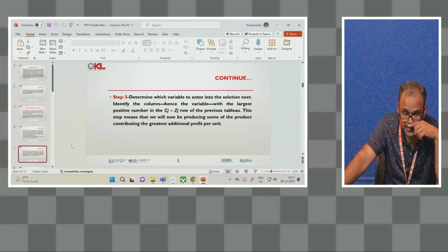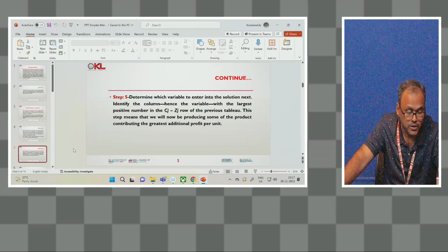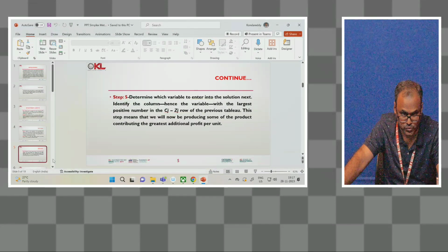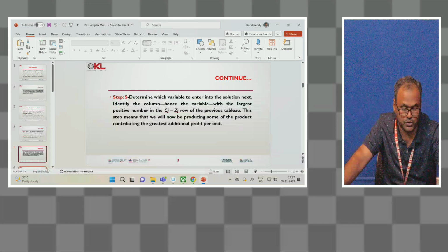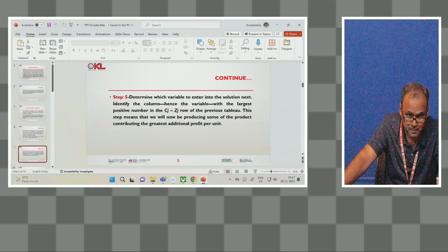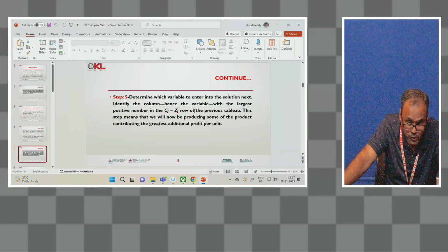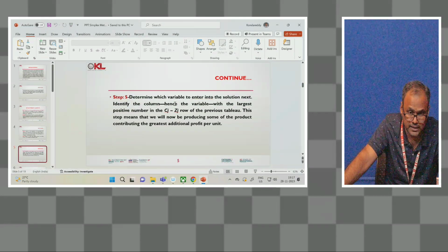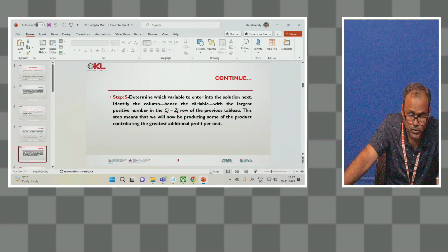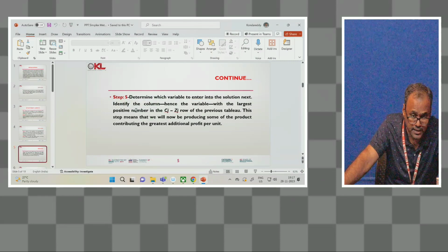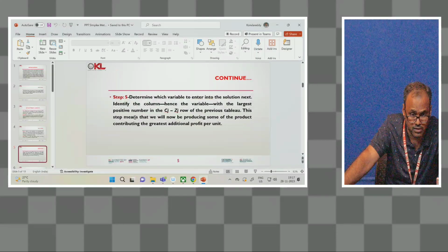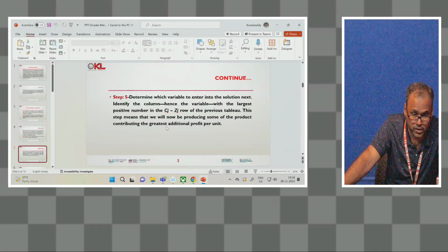So here different decision variables are there. We have to decide which variable we have to consider initially to meet your objectives, which are stepwise better to consider to meet your objectives in an effective manner. That can be done by determining which is to be included in the first phase, decided by the following procedure. Determine which variable to enter into the solution list: identify the column, hence the variable, with the largest positive number in the Cj minus Zj row of the previous table. This step means that it will be producing some of the product contributing to the greatest additional profit per unit.